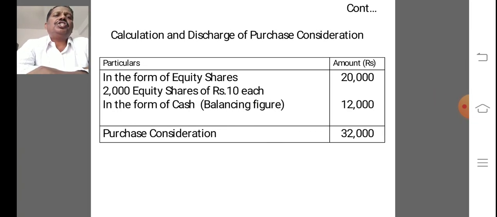So discharge of PC. In this problem, in the form of equity shares, rupees 20,000, that is 2,000 equity shares of rupees 10 each. That is 2,000 into 10, 20,000. And next one in the form of cash, the balancing figure. Balance in cash, that is 32,000 minus 20,000, 12,000 is the balancing figure.